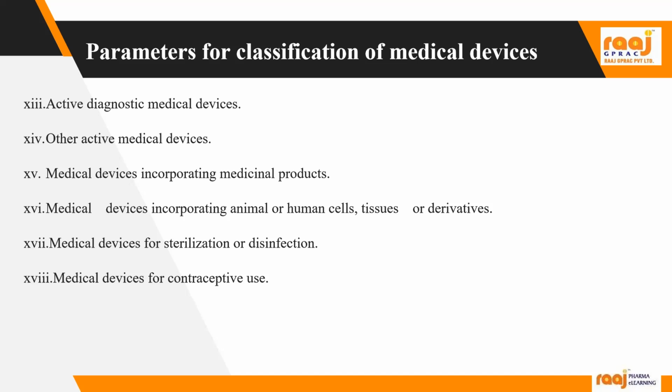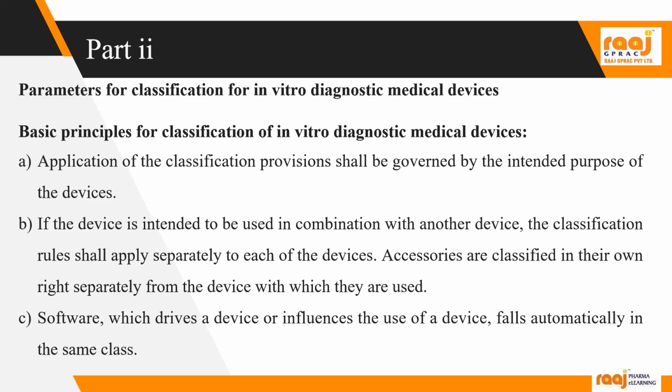Which schedule are you discussing? Schedule 1, part 1, right? Now Schedule 1, part 2, the parameters for IVD, classification for IVDs. So IVDs are classified based on what? Application of the classification provision shall be governed by the intended purpose of the devices. And if the device is intended to be used in combination with another device, the classification rule shall apply separately to each of the devices.